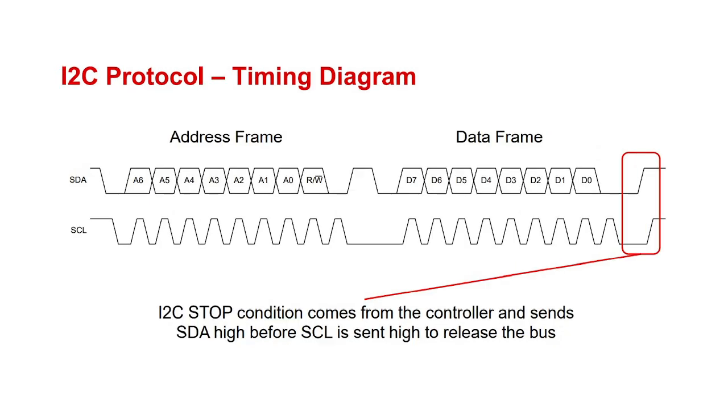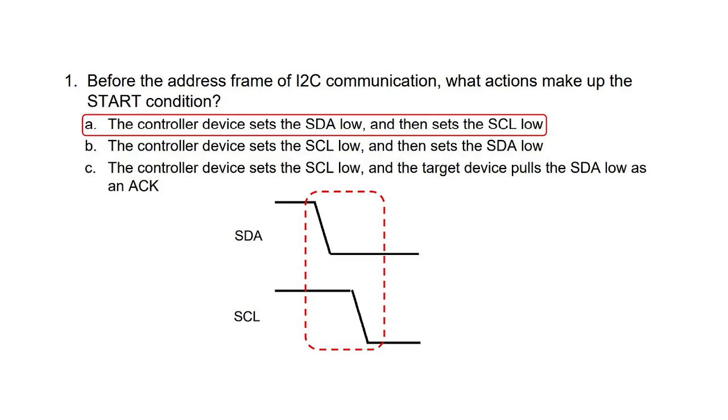Next is the stop bit. Stop bit means first SCL should go from low to high, and SDA should go from low to high. When it is high, the I2C bus is in the idle state. When it goes from high to low, the I2C bus will be in the busy state. That we discussed in the last class.